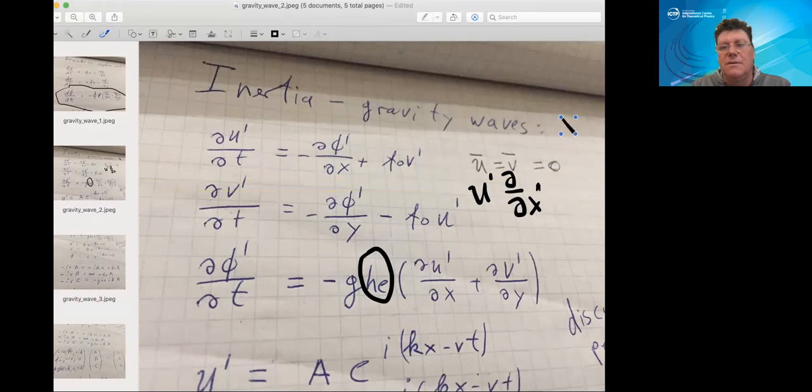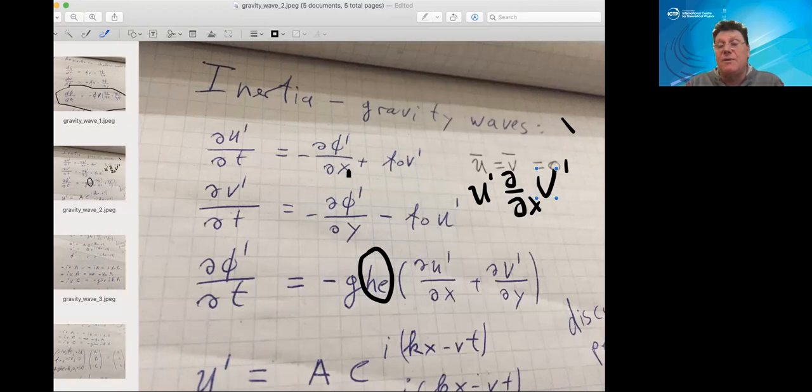Put here, u primed. Then such a nonlinear term in this equation would be ignored, because we can define our initial amplitude such that this term will be small compared to the other terms. We can always set our initial amplitude in a certain way.